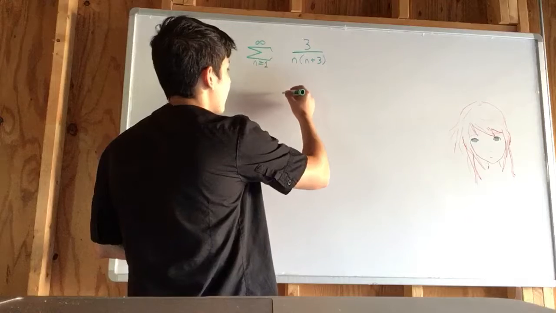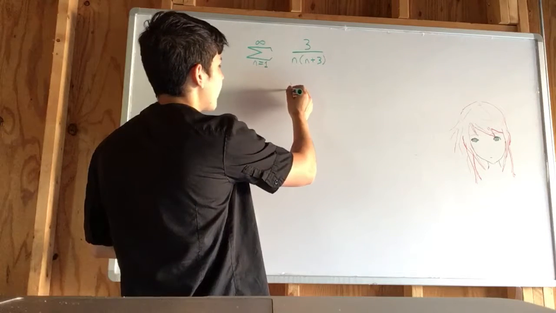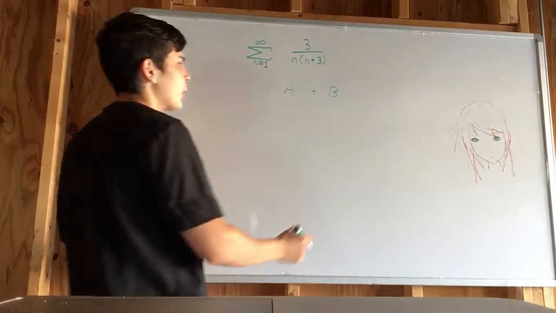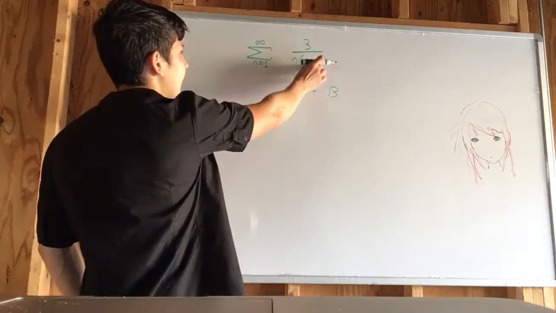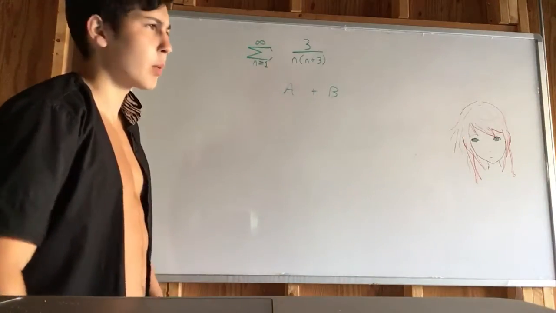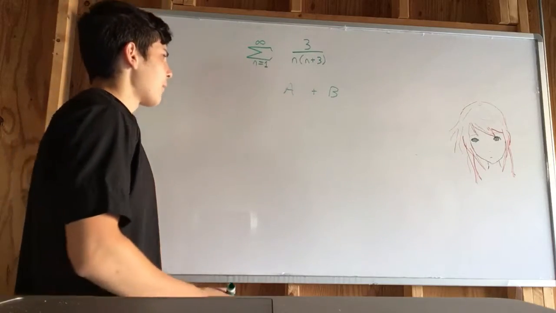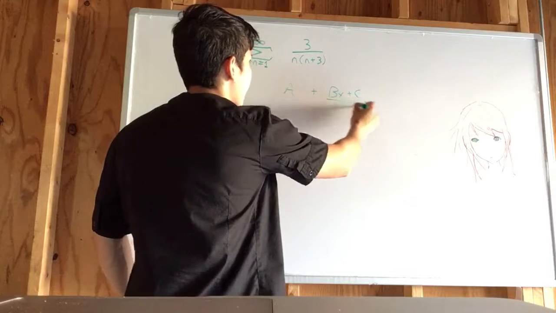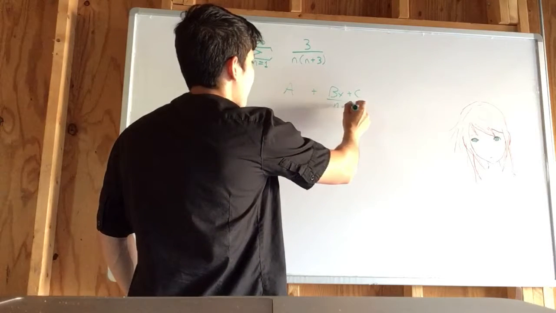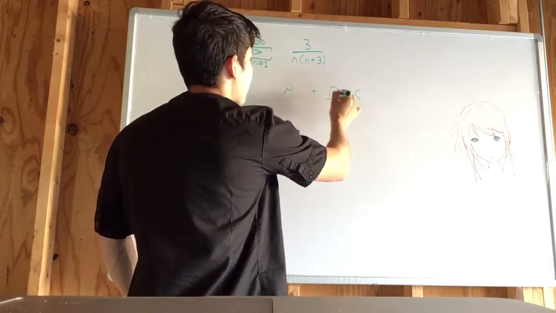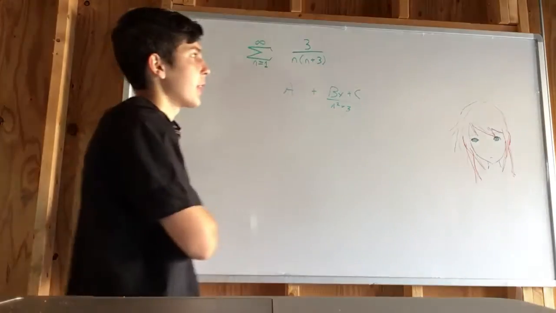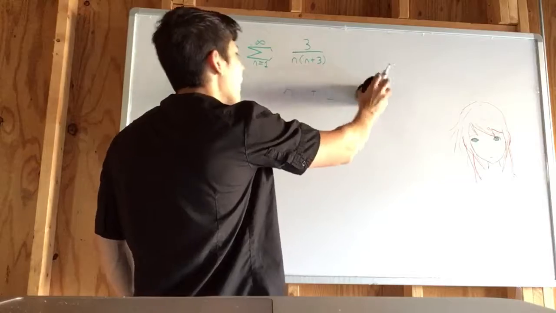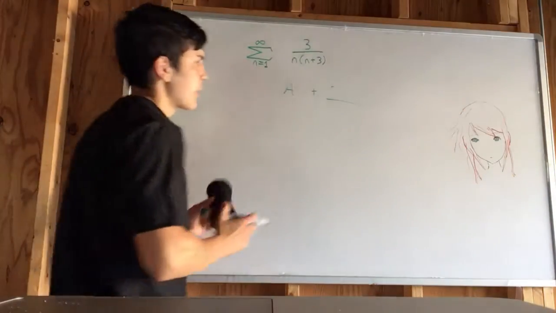With partial fraction decomposition, in the case where you have two linear factors, you have A plus B. And by linear, we mean that we just have n here and n with the other factor. We wouldn't have n squared. If we had n squared, it would be Bx plus C over whatever squared thing we had. But in this case, we have two linear factors.